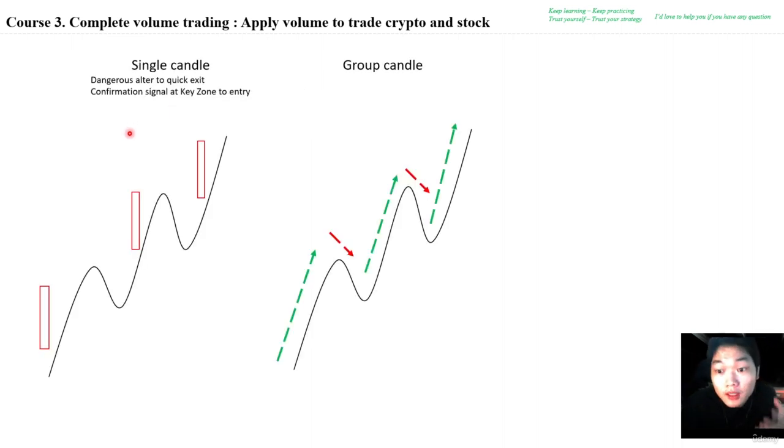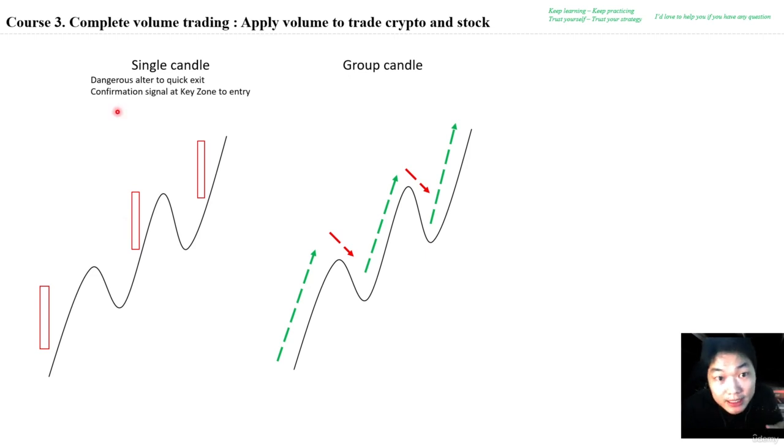The first one, compare function of the single candle and group of the candles. For the single candle, you already know how we use it, and the function is to define dangerous outlets to quick access, and the confirmation signal as the key zone to entry. For example, the first function, when the market goes up like this and appears some strong down barrel candle with strong volume on the top of the market, that is a really dangerous outlet to quick access. And when the market appears some of the candle patterns or bright patterns to keep the profits after the long term the markets already go up.